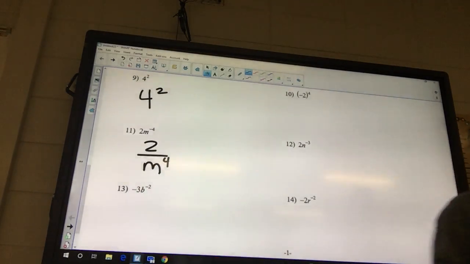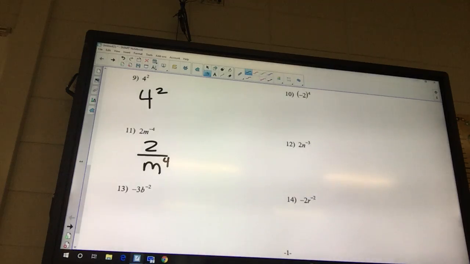But when we move it to the bottom, that gets rid of that negative. That's the whole point. You don't have negative exponents, okay? We don't write 4 to the negative 6. So when you move it to the bottom, that negative is now gone.